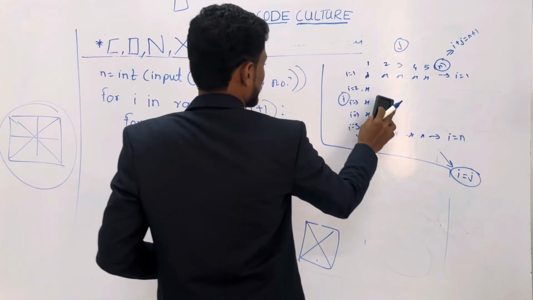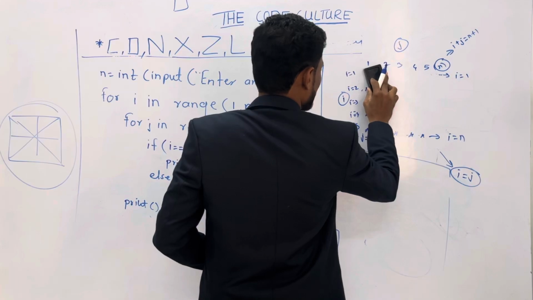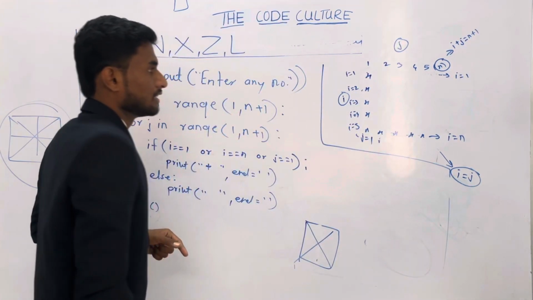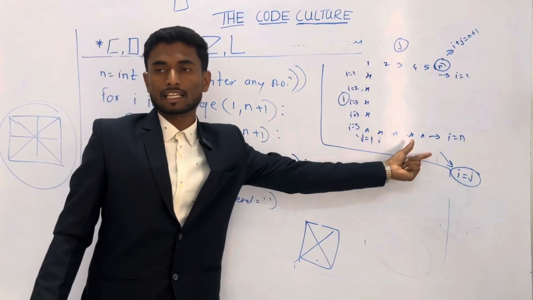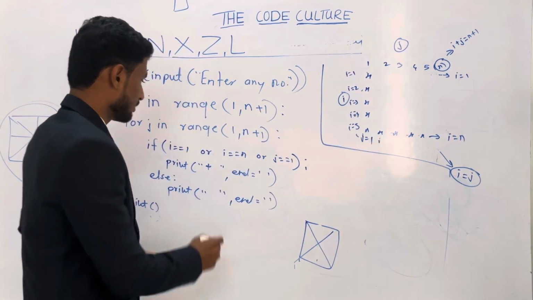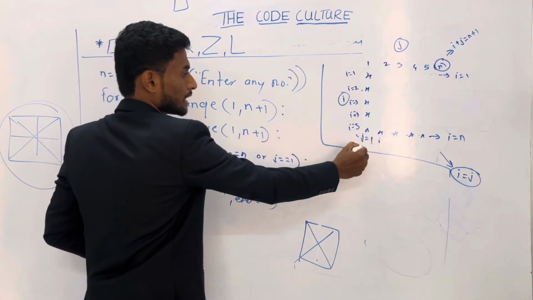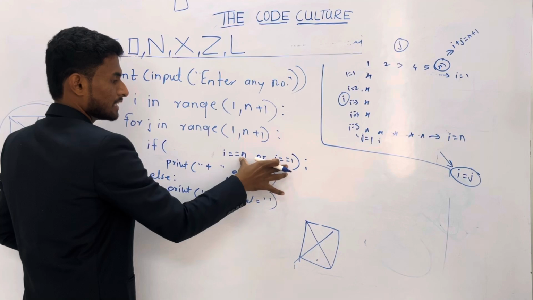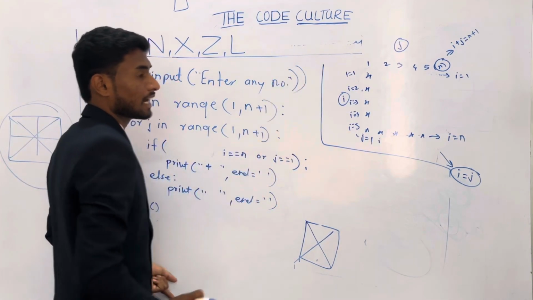First take N. How to print N? Or before N we can go to the L also. We can just print this line and this line. By using two conditions we can print L. What is the equation of this line? J equals to 1 and I equals to n. By just writing these two conditions we can print L directly.